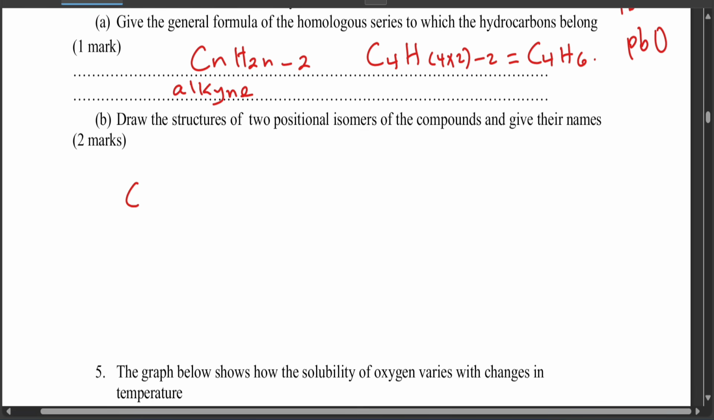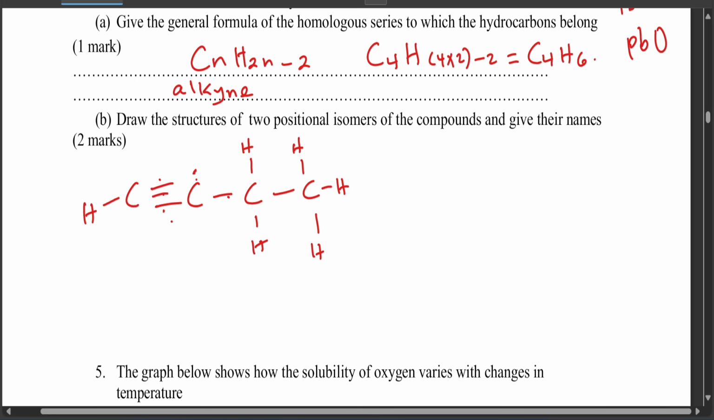So let's draw 4 carbons. So 1, 2, 3, 4. And let's put the triple bond, because since it's an alkyne, it has a triple bond. So we'll put the triple bond here. And since there's 1, 2, 3, so it should give you 3 here. And then 1, 2, 3, 4. This one doesn't require any hydrogen attached to it. This one requires, and this one requires. So that's the first positional isomer.